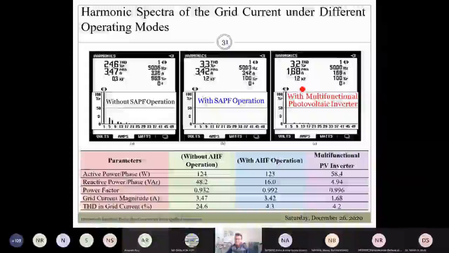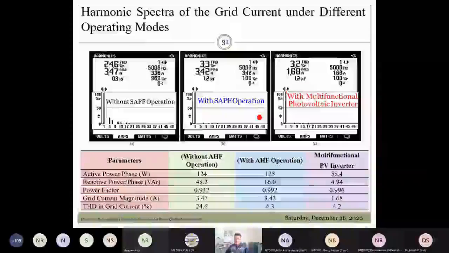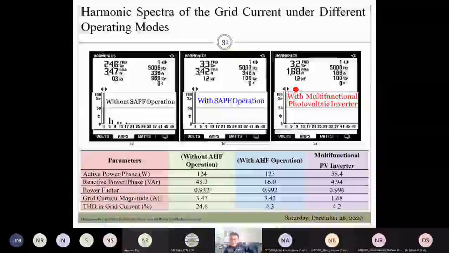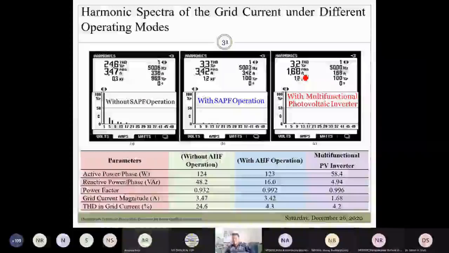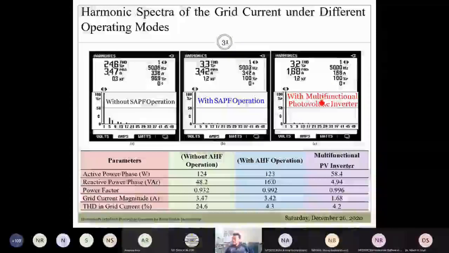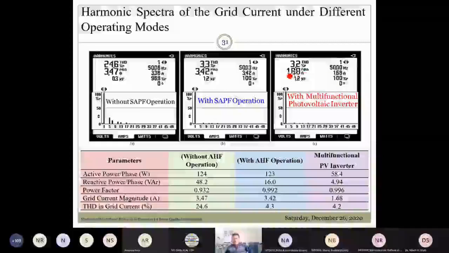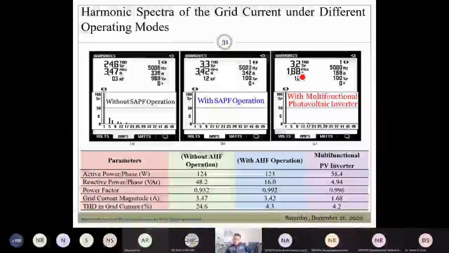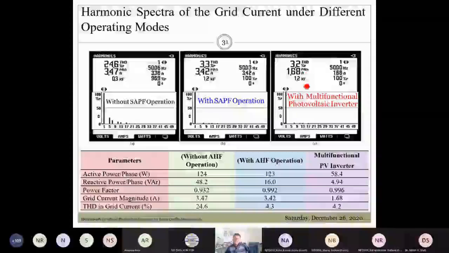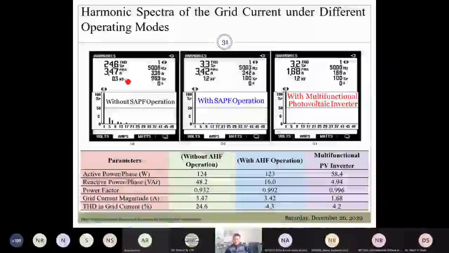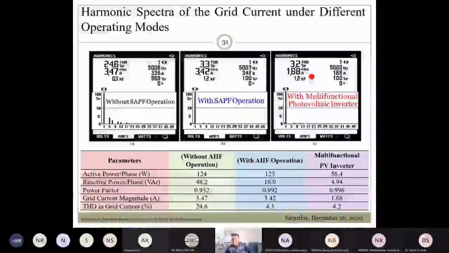But if I talk about the multifunctional photovoltaic inverter operation, you could see a significant change in the grid current magnitude. This is due to the fact that in the multifunctional PV inverter operation, the PV inverter not only injects the reactive and harmonic components of the current, but it also supplies the active component of the current, and therefore the active power supplied by the utility grid is reduced. As a result, the grid current magnitude is dropped from 3.47 ampere to 1.68 ampere.